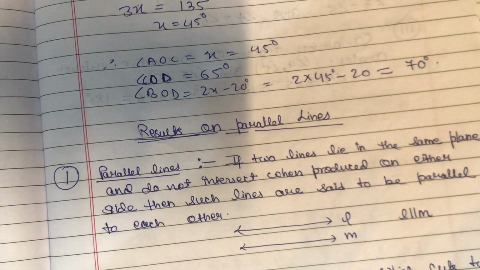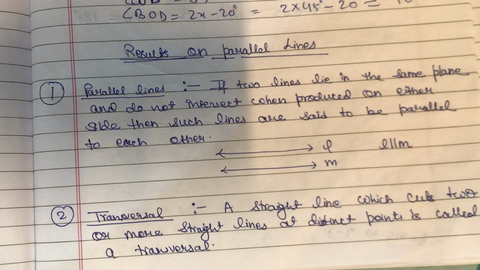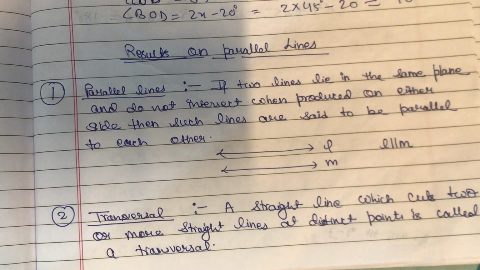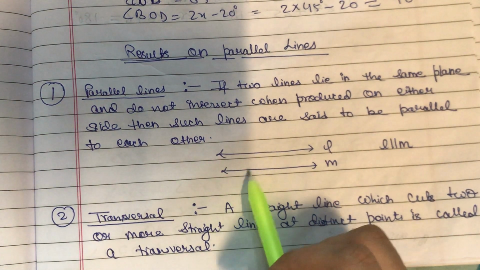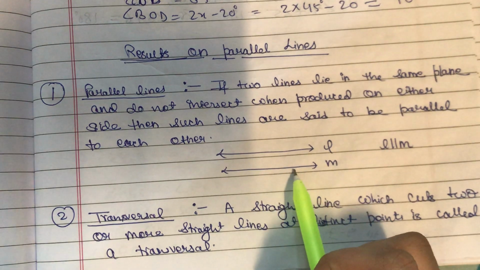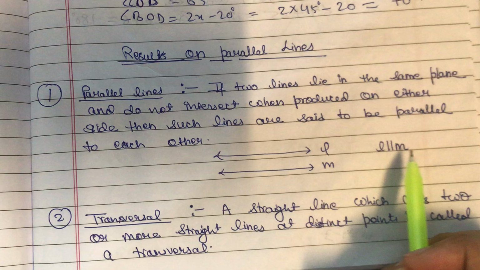Now let's talk about the results on parallel lines. First of all, what is a parallel line? Two lines in the same plane which do not intersect each other when produced on either side are said to be parallel lines. The distance between both the lines is always constant. They never intersect each other. We represent it like this: L is parallel to M.